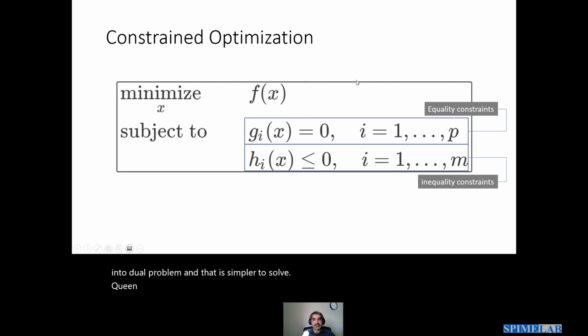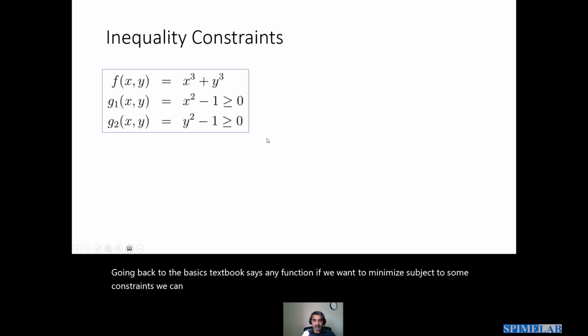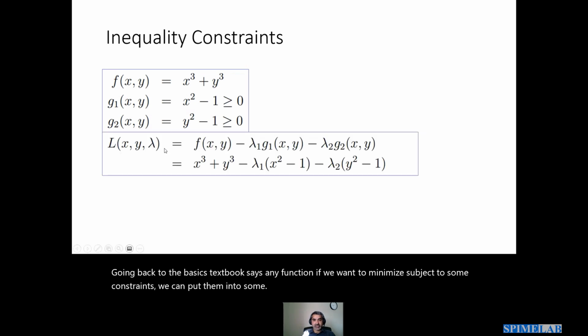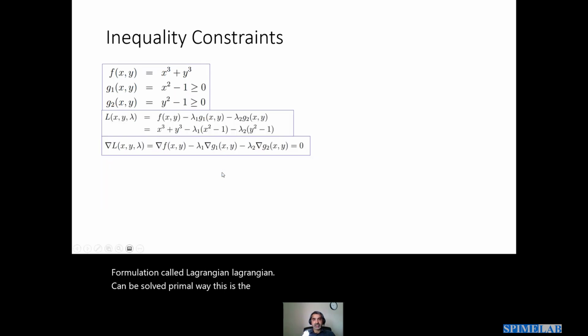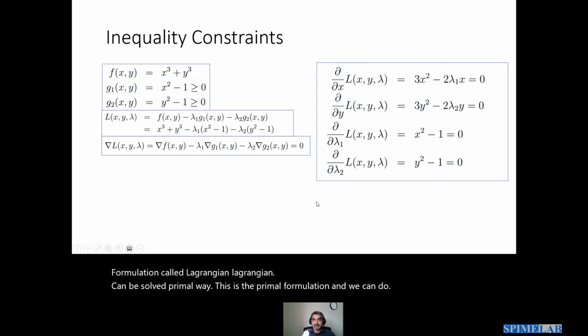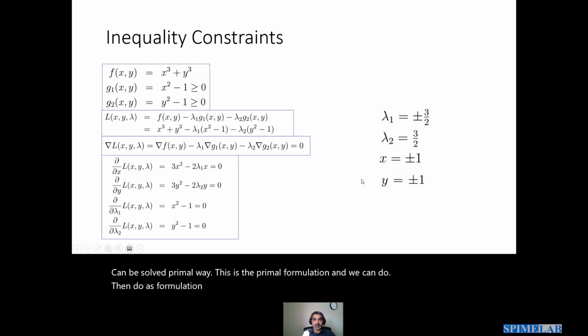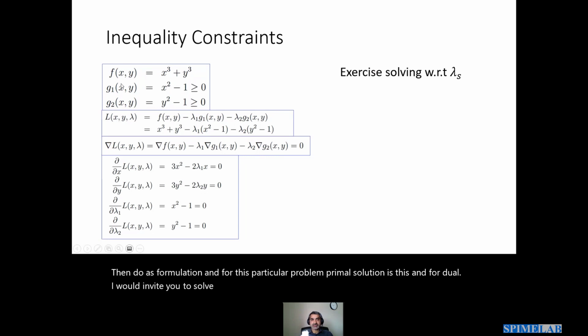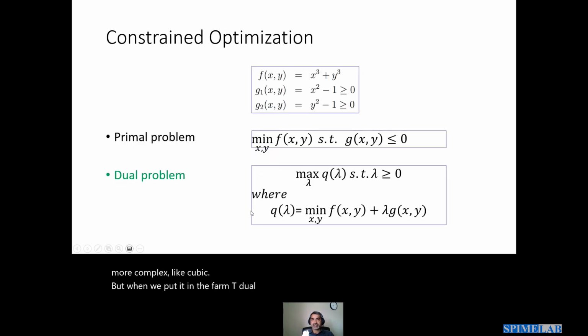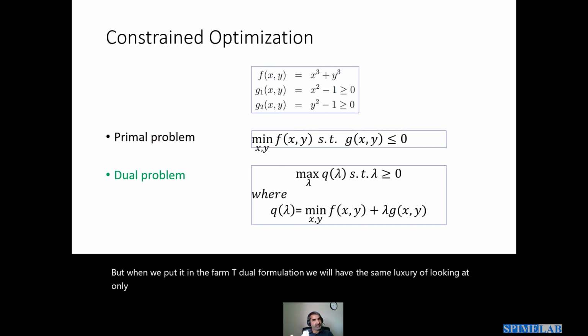So going back to the basics, the textbook says any function, if we want to minimize subject to some constraints, we can put them into some formulation called the Lagrangian. The Lagrangian can be solved the primal way. This is the primal formulation, and we can then do the dual formulation. For this particular problem, the primal solution is this, and for the dual, I would invite you to solve this particular function subject to these two constraints. It's a little bit more complex, like cubic, but when we put it in the dual formulation, we will have the same luxury of looking at only one thing and minimizing it.